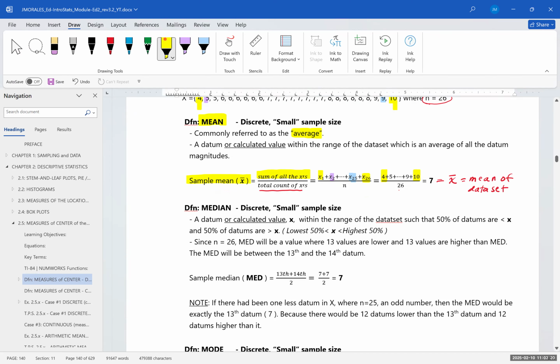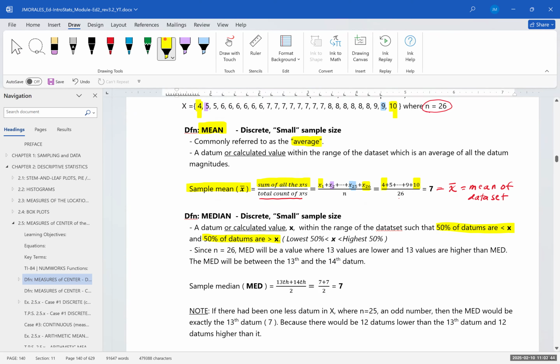So the median is a datum or a calculated value within the range of the data set such that 50% of datums are less than the median and 50% of the datums are greater than the median. Since we're dealing with a sample size of 26, the median will be a value where 13 values are lower and 13 values are higher than our median value, whatever that's going to be. So in this case, the median will be between the 13th and the 14th datum.